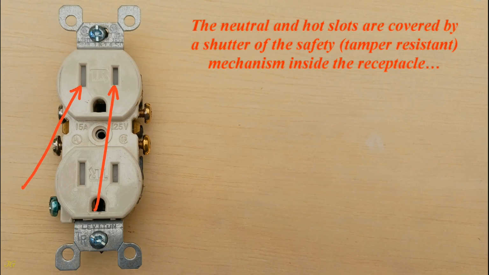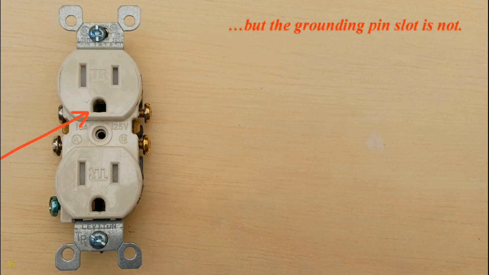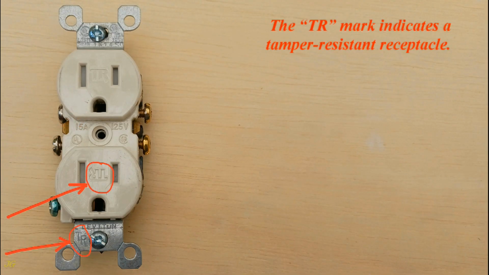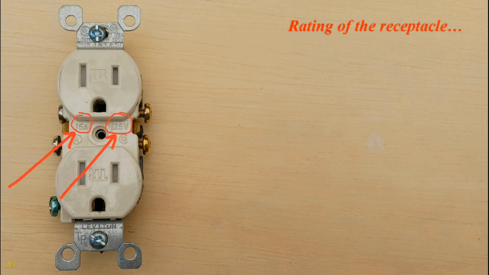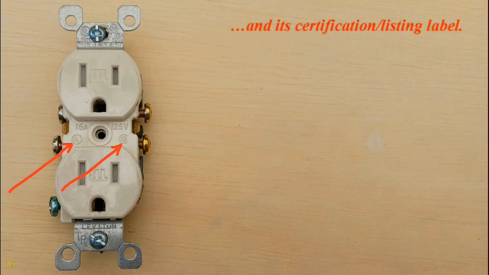The neutral and hot slots are covered by a shutter of the safety, tamper-resistant mechanism inside the receptacle. But the grounding pin slot is not. The TR mark indicates a tamper-resistant receptacle. Rating of the receptacle and its certification listing label.